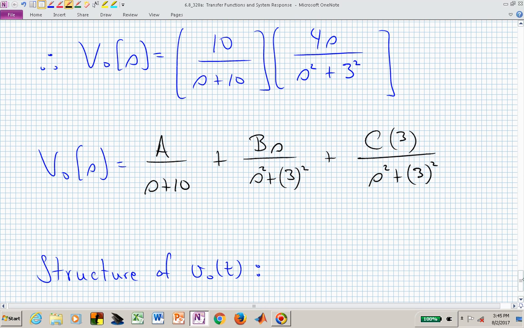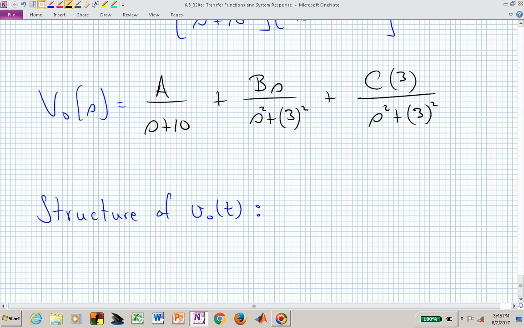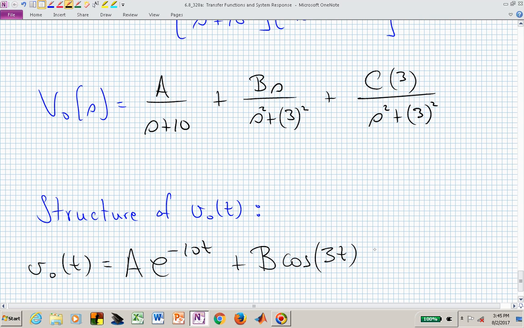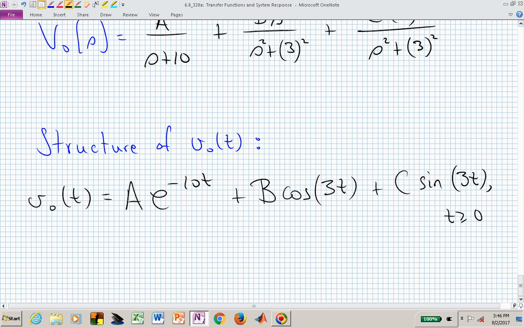What's the structure of v sub 0 of t? Well, now you can write that down by inspection of capital V sub 0 of s. We have A weighting an exponential with an exponential decay of minus 10t. We have B weighting a cosine, and we know the frequency of that cosine, that's 3t, plus C times the sine of the same frequency, 3t, and that's true for t greater than or equal to 0.